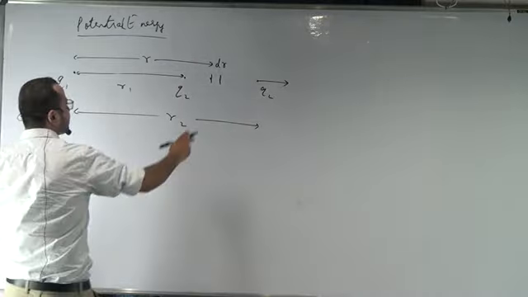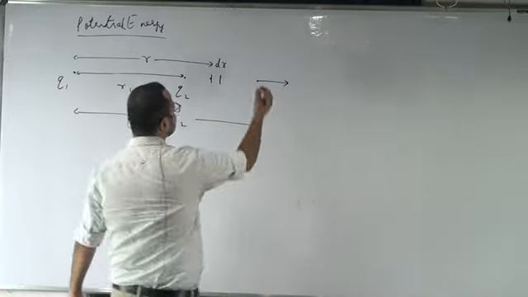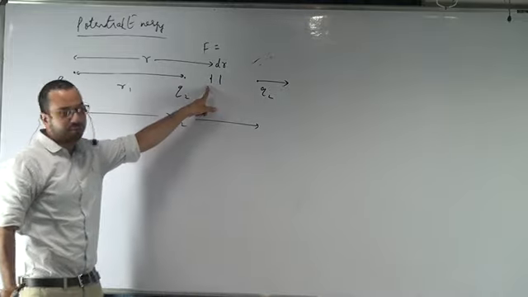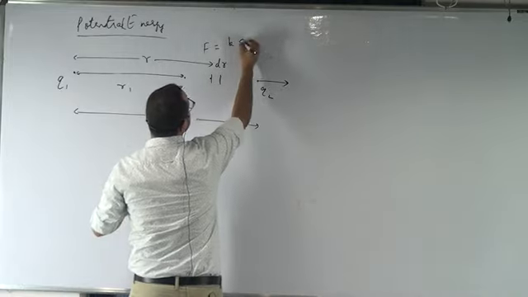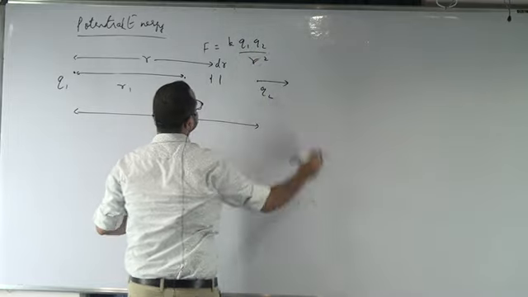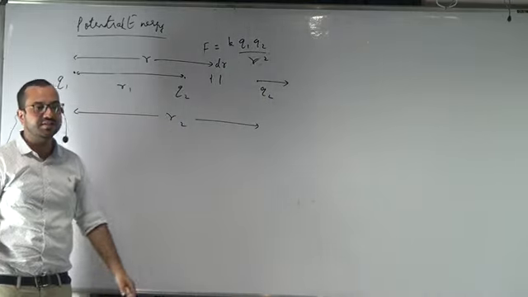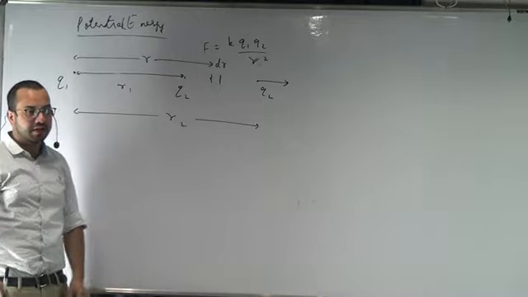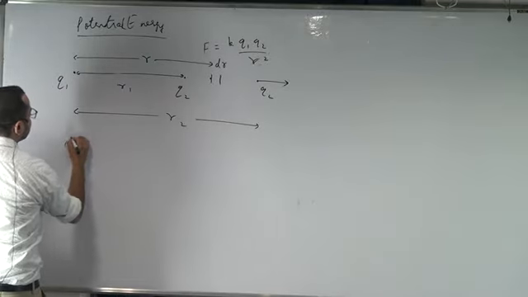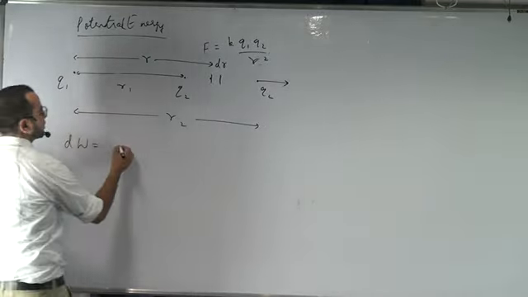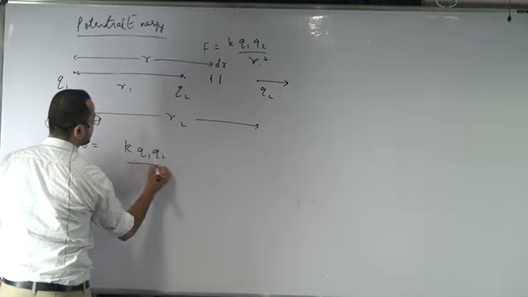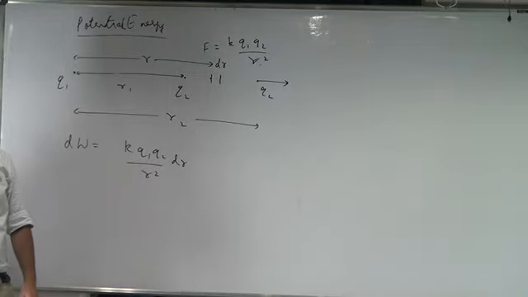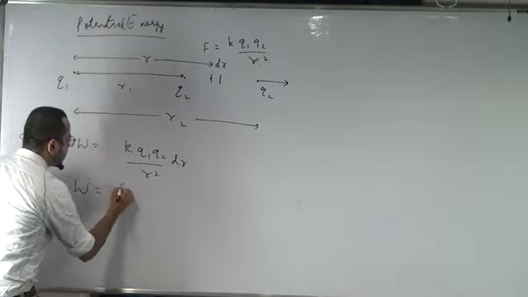So first of all, what is the force over here? What is the force on this particle? The separation between them is r, so the force between them is k q1 q2 upon r square. And then we are displacing it by the distance dr. What is the direction of force on the particle? Right. What is the direction of displacement? Right. So the work done would be positive. So what is the work done? The small amount of work done is k q1 q2 upon r square multiplied by dr. Is that correct? Now all we are going to do is integrate this.